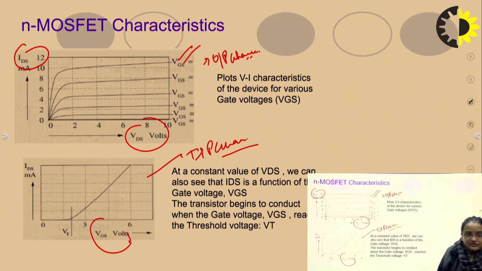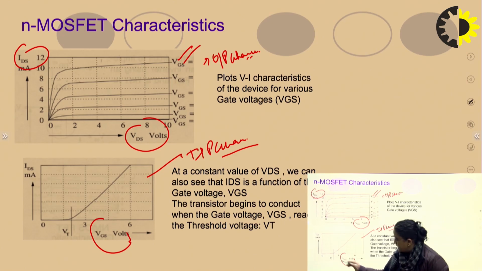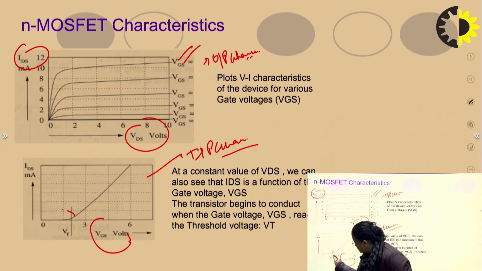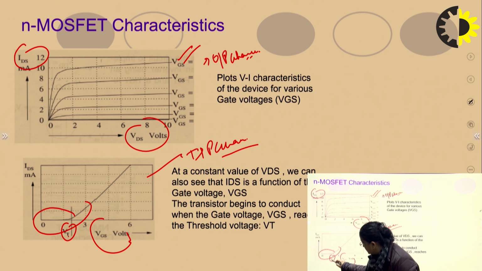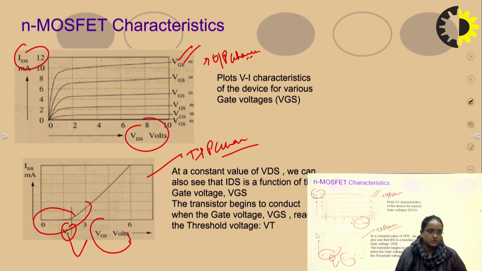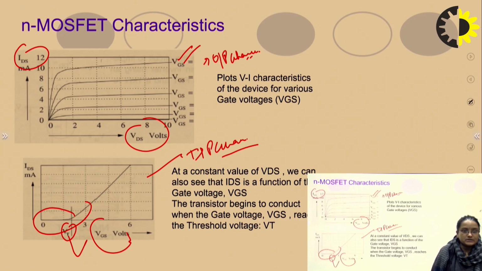At a constant value of VDS, we can see that IDS is a function of gate to source voltage. The transistor begins to conduct when the gate to source voltage reaches the threshold voltage. It is not conducting and no current is flowing through the device until we reach the threshold voltage, which we depict as VT. This is your threshold voltage. So these are the input-output characteristics for the N-channel MOSFET.